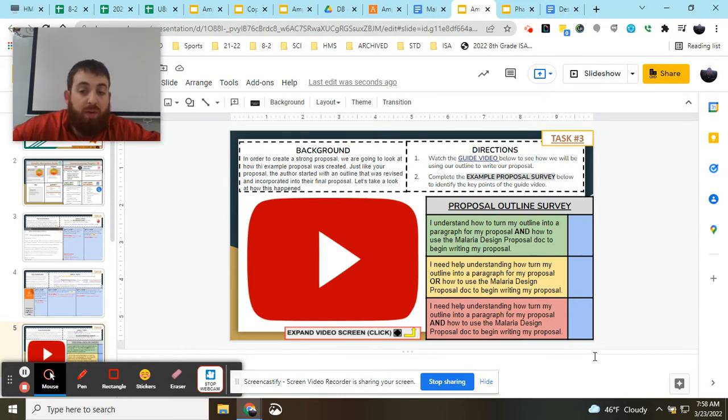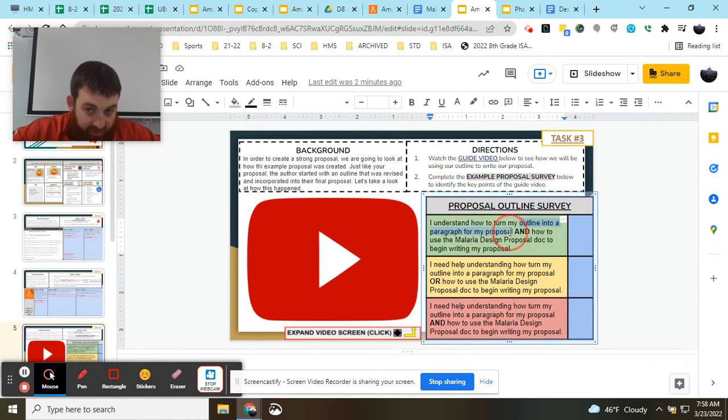We're going to be using the example proposal that we just saw to help us take the outlines that we created in the last lesson and begin creating our final design proposal. So today we're going to be breaking down how to turn that outline into a paragraph for our proposal. Each of those three outlines will be turned into three paragraphs, and how to use our Malaria design proposal doc to begin writing your proposal. So we're going to break those two things down.